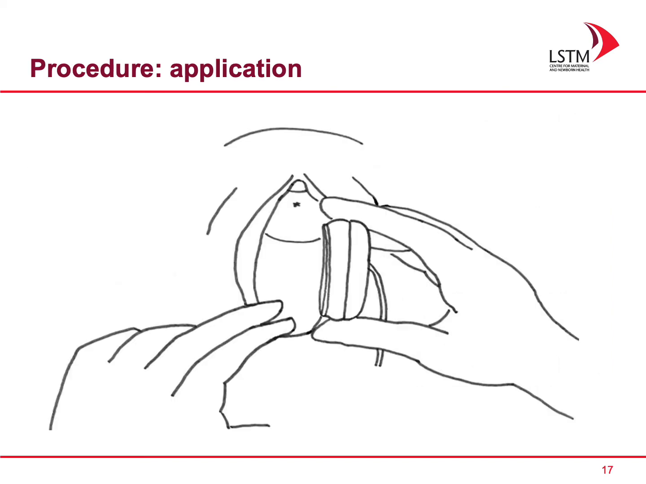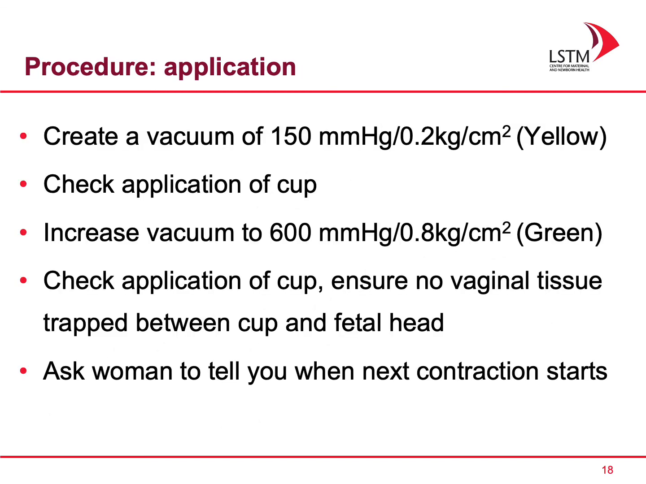So that's a demonstration of how the cap is applied. You get to see this in the videos. So after you apply the cap, start creating your vacuum. Keep creating it up to the yellow mark, which is essentially 0.2 kilograms per centimeter squared of vacuum. You'll get to see these colors, the yellow, the green, and the red on the Kiwi. Even in the video, do not worry about that. Good. So you apply your vacuum to the yellow mark. Check that you have not caught any maternal tissue.